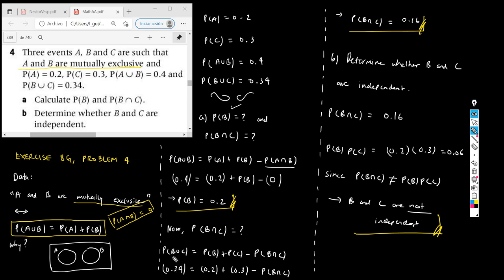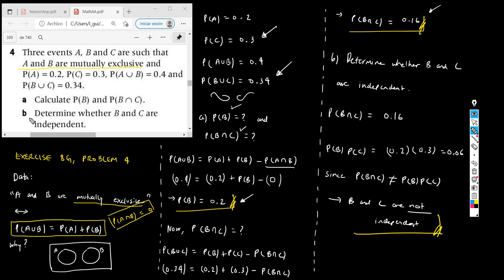And let me substitute this for this because I have it. And the probability of B was recently obtained, so I can write it down. The probability of C I was given, and that's it, right? The only thing that remains is the probability of B and C, and I can isolate it from this equation in order to come to this conclusion, 0.16, and that takes care of this one.